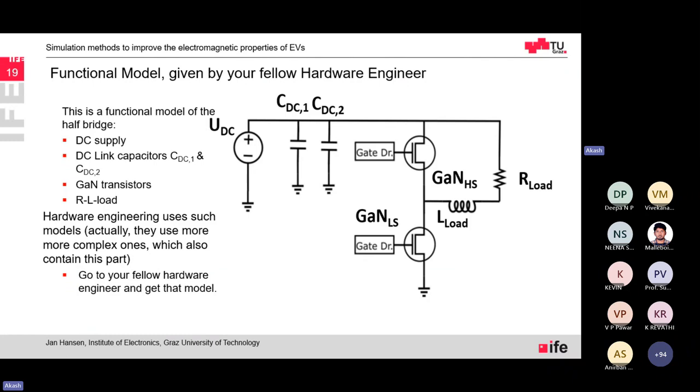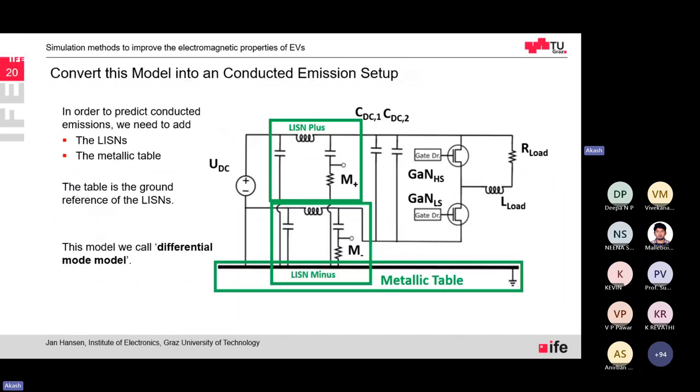The point is, in this model there is no EMC contained yet. There is no point where we can measure. We need to put our EMC measurement setup into this model a little more precisely. This happens in the next step, which resembles a little more what the experimental setup actually looks like that I showed to you. Again, we have our two GaN transistors, the DC link capacitors, and our supply. But as I said, we need these measurement points, the LISN, which is installed here. So there are some capacitances and a measurement point here. This is on the plus side, and on the minus side we need the same. And everything is located on a metallic table.